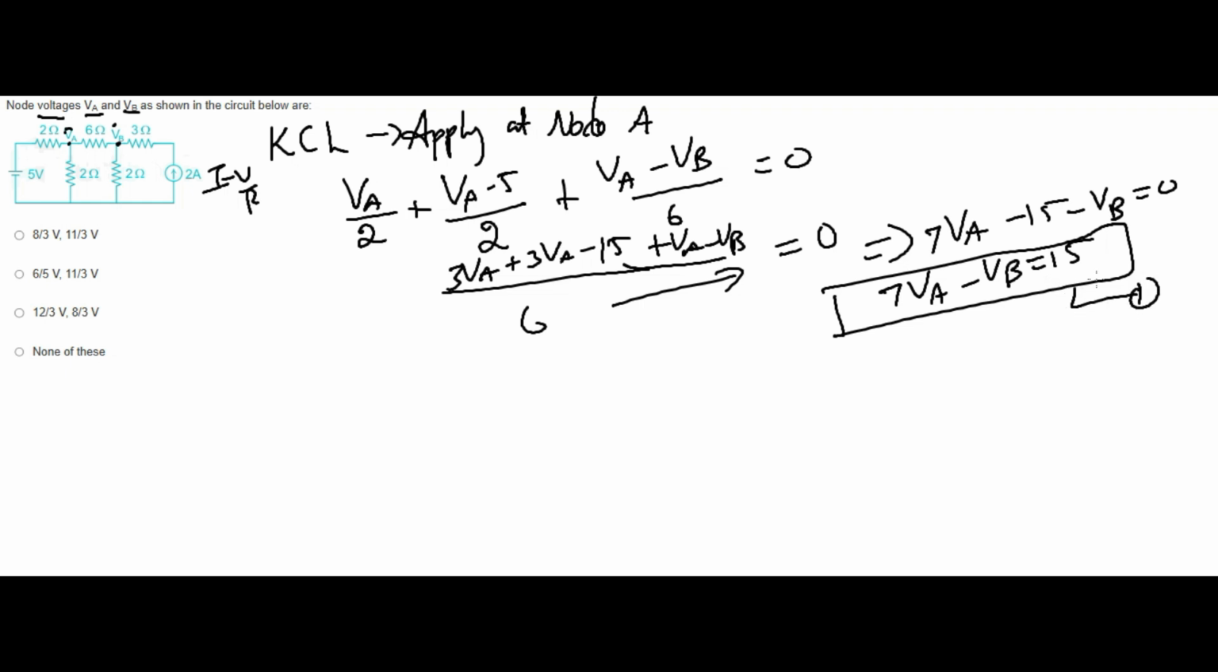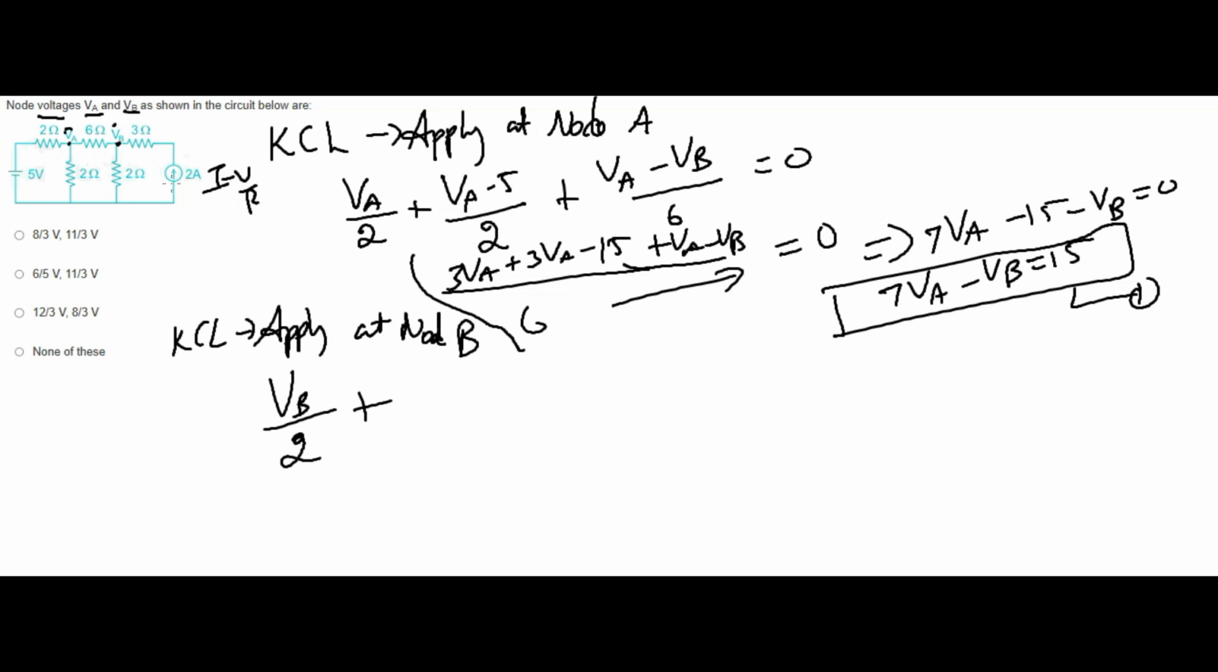That's all. Now we apply KCL at node B. For the resistor, V by R means VB divided by 2. Here we already did VA by 2, and now VB by 2. Then plus, what is the current going here? Because the current is already known, you can directly write 2. Don't write it any other way, directly write 2.